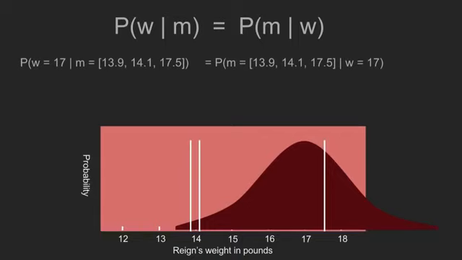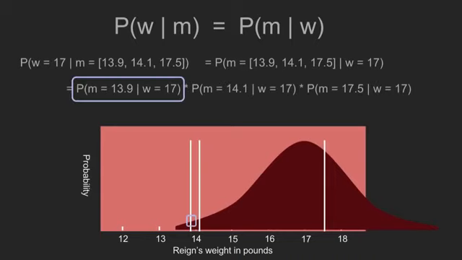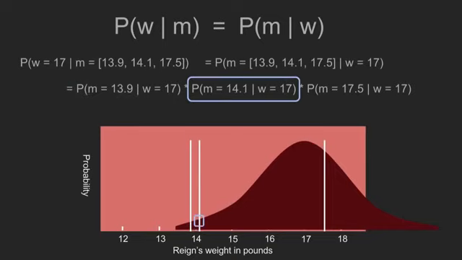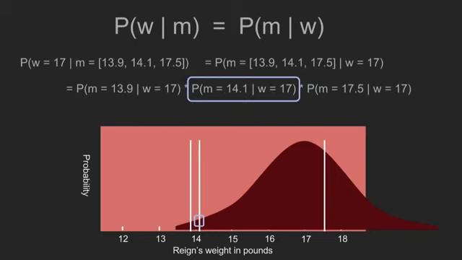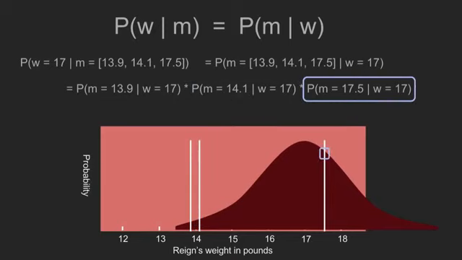So to calculate now the probability of our measurements occurring, given this weight, we find what the probability of each individual weight is of occurring, and we multiply that times that times that. Now these two are pretty small. When you multiply two small things together, they make something very small. So the probability of her being at 17 pounds is pretty small.